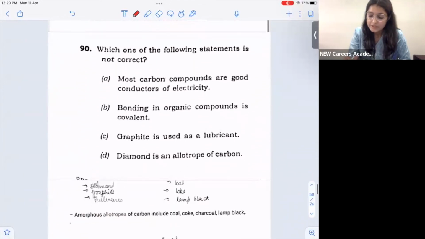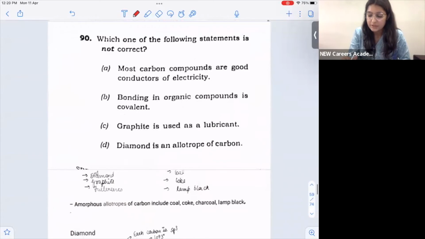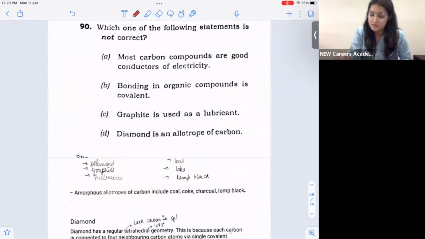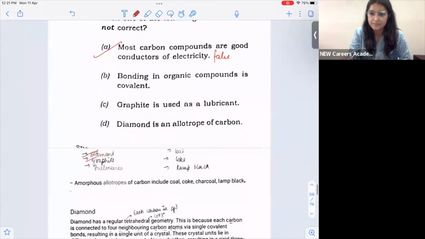Which one of the following statements is not correct? Most carbon compounds are good conductors of electricity. No. Among carbon compounds, only graphite is a good conductor of electricity. So this statement is false, and this is the answer. Bonding in organic compounds is covalent. This is true. Graphite is used as a dry lubricant. True. Diamond is an allotrope of carbon. True. So the correct option is option A.